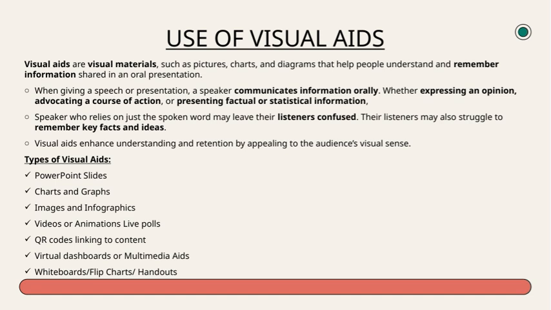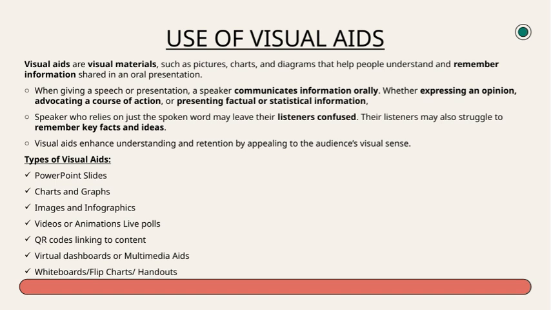There are many types of visual aids you can use. PowerPoint slides are common, but you can also incorporate charts and graphs to illustrate data clearly. Images and infographics are great for quickly conveying complex ideas. Videos and animations can bring concepts to life, making them more memorable. Live polls and QR codes linking to additional content can actively involve your audience.